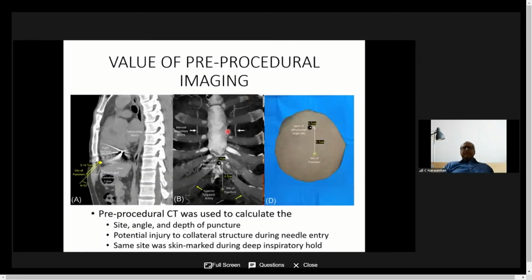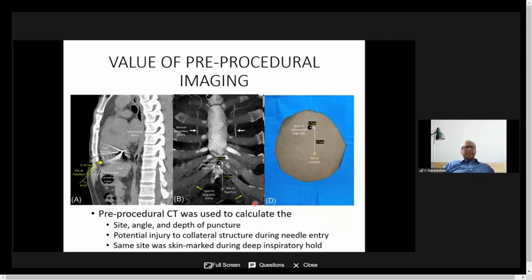We find the pre-procedural imaging, you can sit with your radiologist and plan your procedure, because you can understand the trajectory. You can ask the radiologist to draw a line and say, what is the safest way that I can introduce the needle to enter the pericardial space? So the radiologist can give you the safe route of entry. How far should be the angle of entry to the xiphoid, and how steep should be the angle.